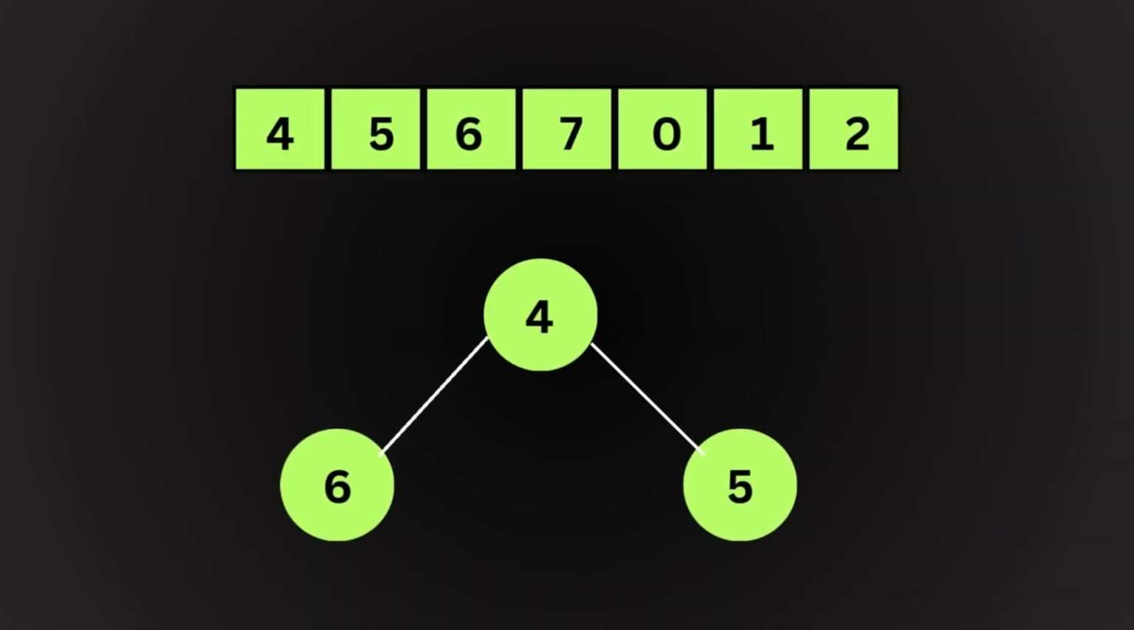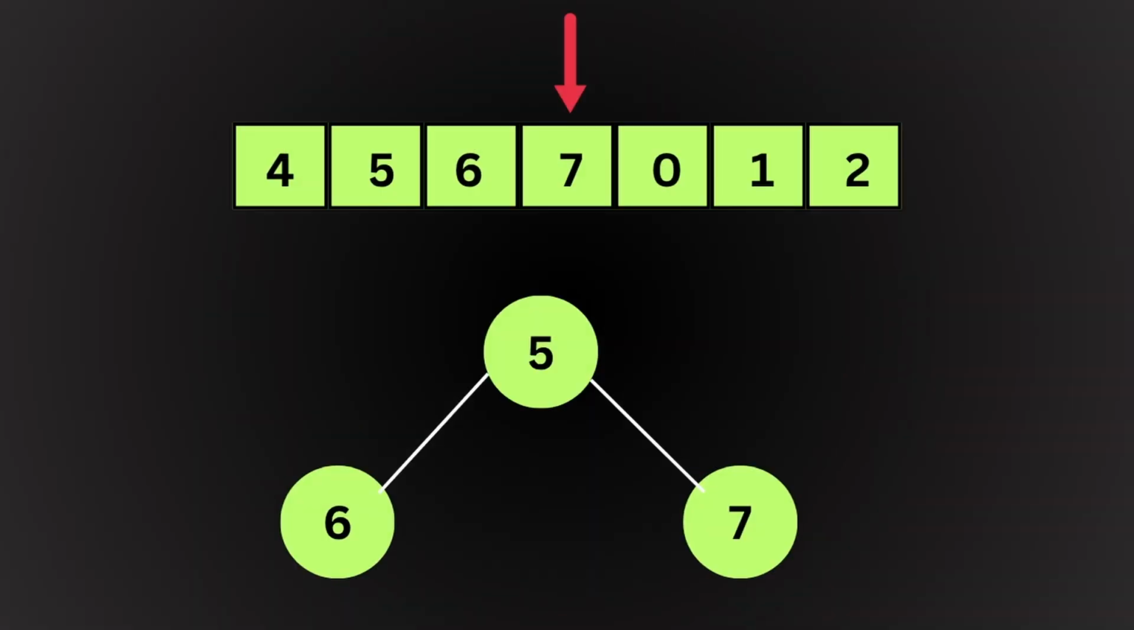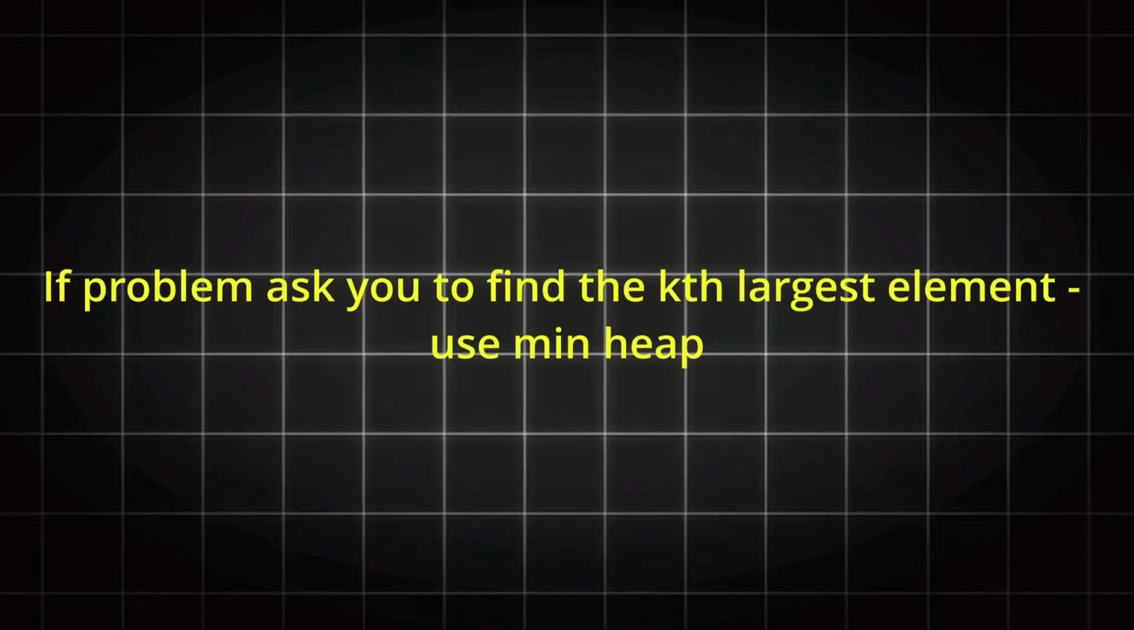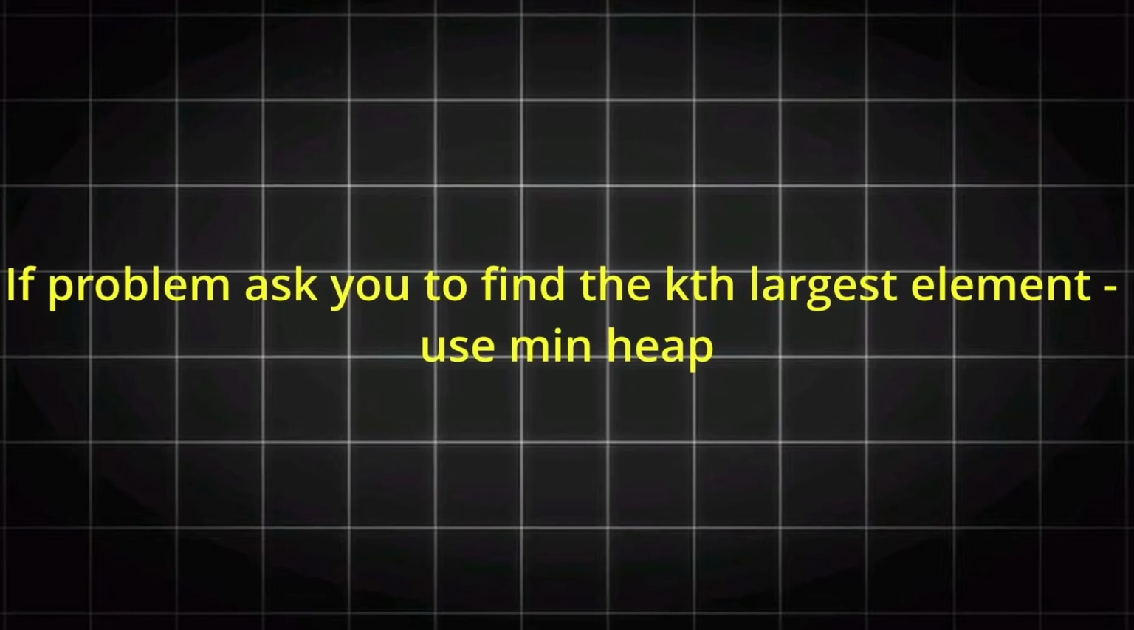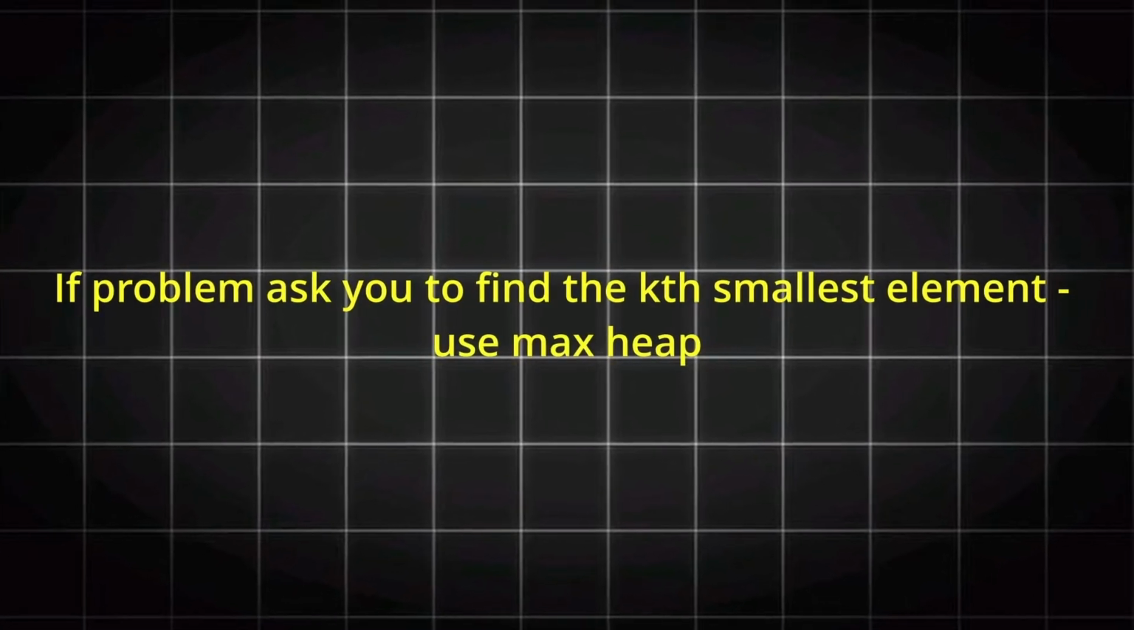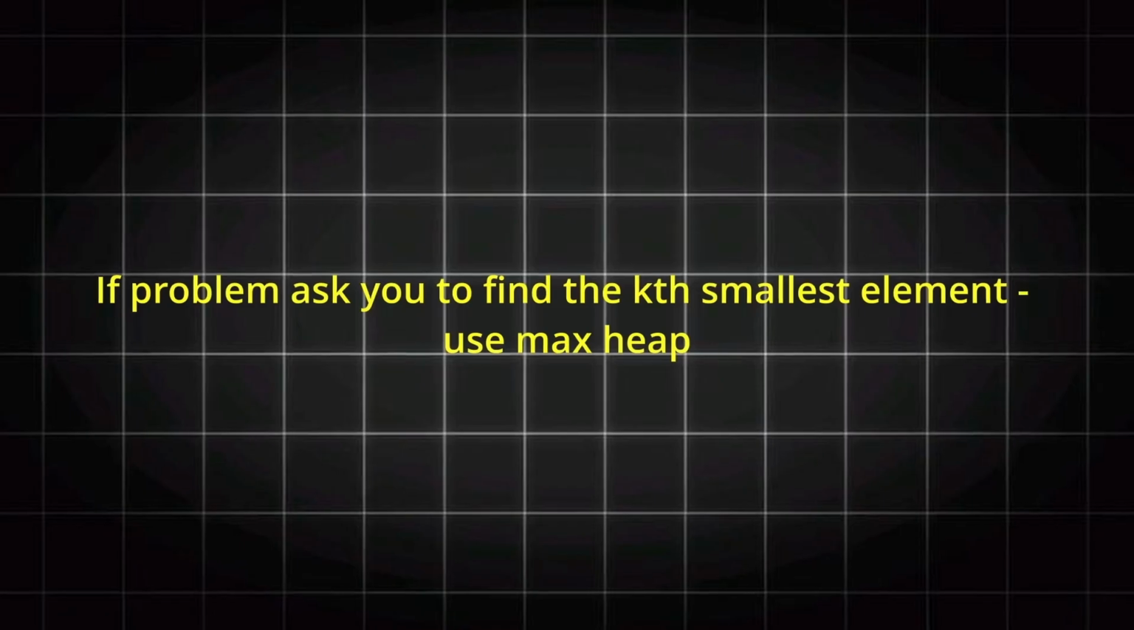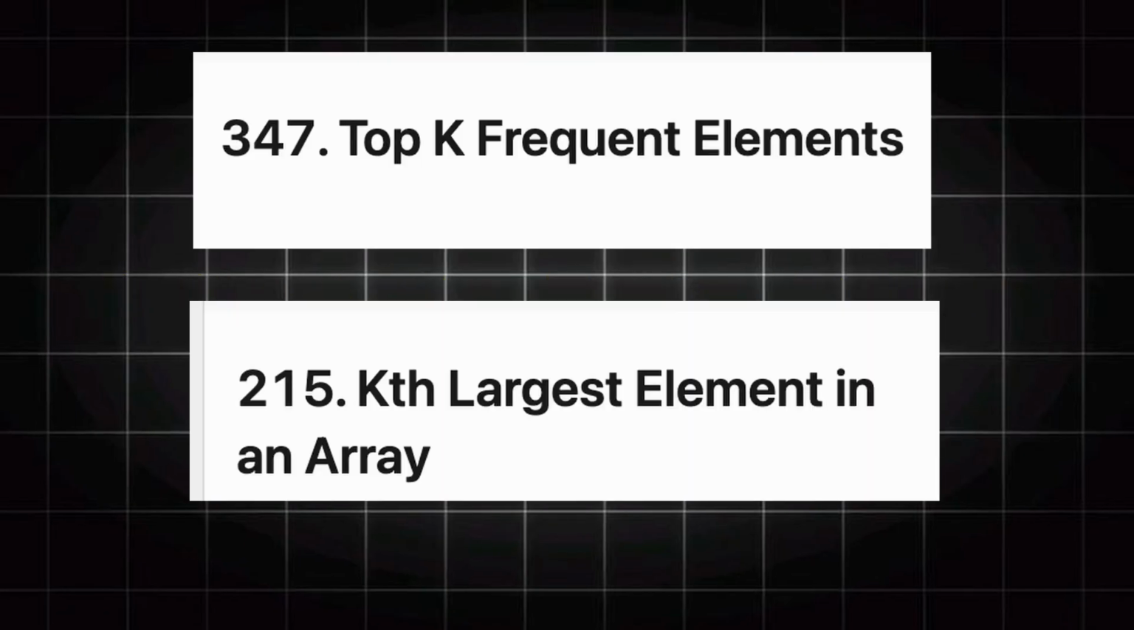We can do this by using a min heap. First, insert the first k elements from the array into the min heap, and now compare the remaining elements of the array to the top of the heap. If the element coming from the array is greater than the top of the heap, simply replace it. Finally, at the top of the min heap, we will get the kth largest element of the array. Finding the kth largest element using a min heap takes O(n log k) time complexity. When the question asks to find the kth largest element, always use the min heap. If the question asks to find the kth smallest element, always use the max heap. Now, here are some practice problems for top k elements.